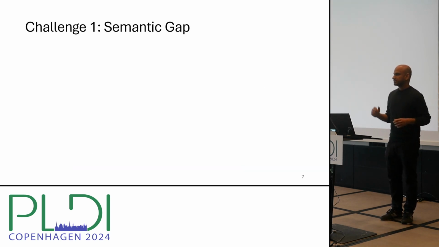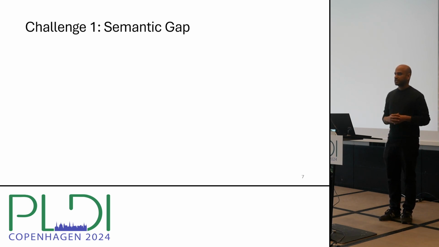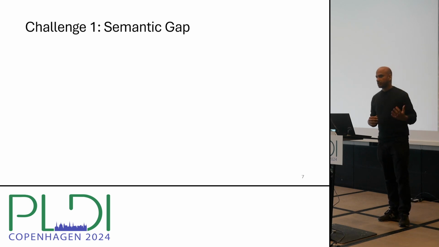I want to now discuss some of the challenges that occur when justifying front-end translations. I will illustrate them for the sake of concreteness based on the source language Viper and the IVL Boogie, but these are challenges that apply to front-end translations in general. So the first challenge is the semantic gap between the source language and the IVL, which is very large.